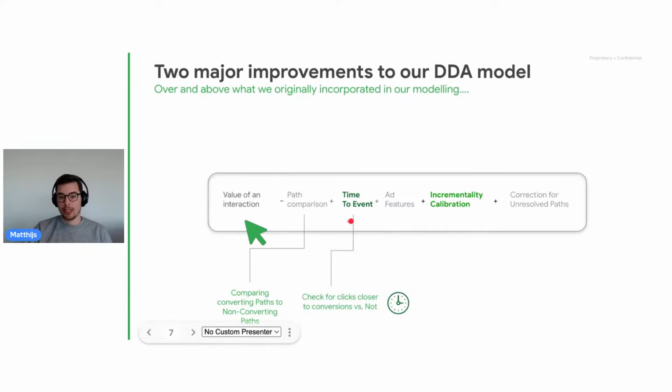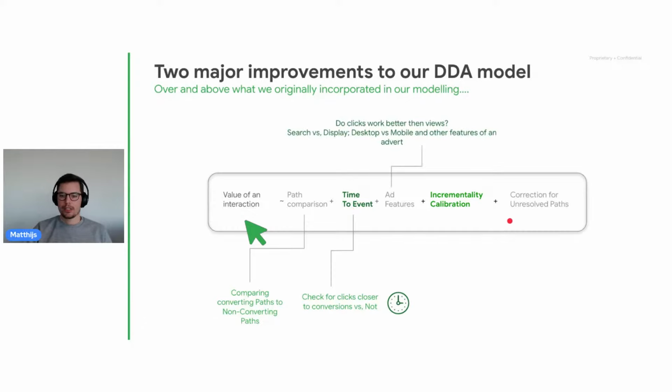The second bit, and this is actually one of the two major new improvements, is time to event. What we effectively do here is we try to understand, is a touch point closer to a conversion more valuable or less valuable than it is further away from a conversion event? To give an example, this could be something like branded search. You might see a branded search click right before the moment of conversion. And it's always a question, is that branded search click going to drive any incremental value in the conversion rate? Our latest DDA model is able to deal with that challenge and better attribute conversion credit.